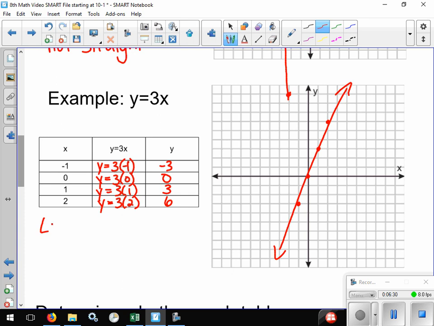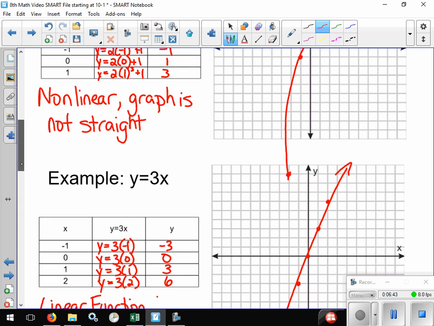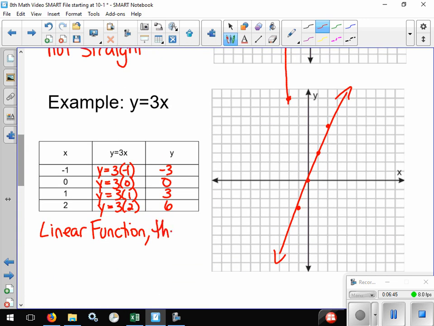So this is a linear function. Why? Because the graph is straight. Did I write graph is straight for the first? No, I did. Okay. The graph is straight. Okay, and one thing I want to point out to you, that'll be the first tip, especially when you get into high school, is what's different about these two graphs.